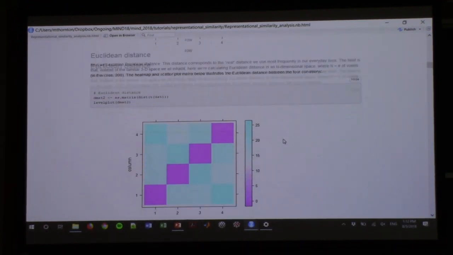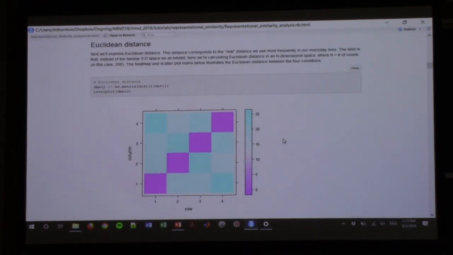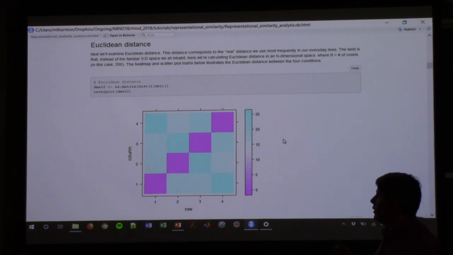We can compare that with Euclidean distance, which you can see here. The Euclidean distance is just the everyday distance we talk about. Usually that's three-dimensional, so the distance between me and the back of the classroom is in a three-dimensional space, really more of a two-dimensional space since depth doesn't really come into it. And we can do that with an n-dimensional space, in this case a 200-dimensional space, which is our data pattern space, simply by taking Euclidean distances.